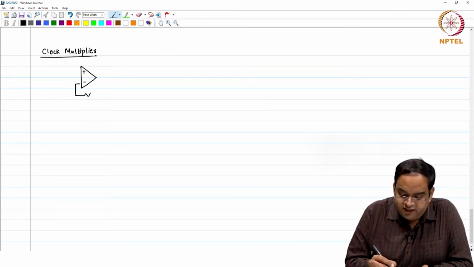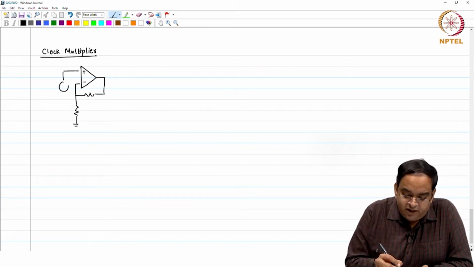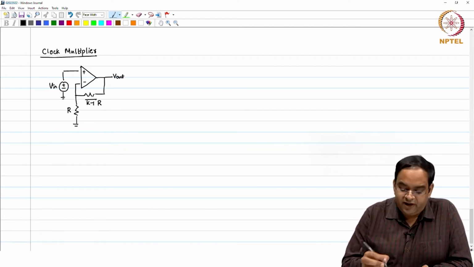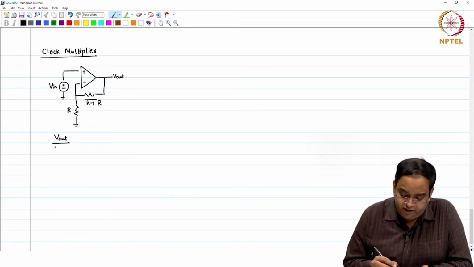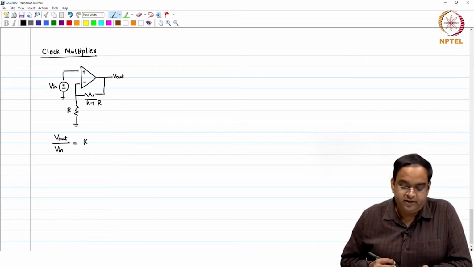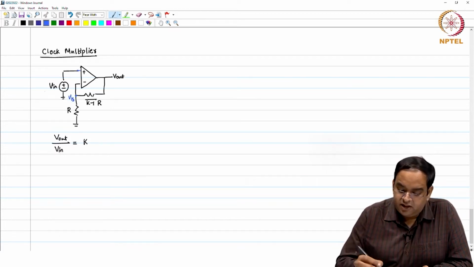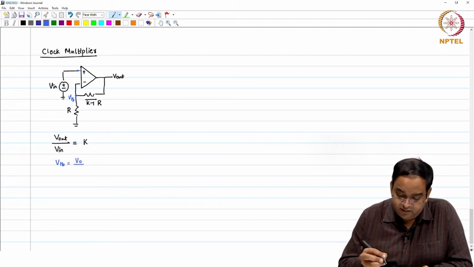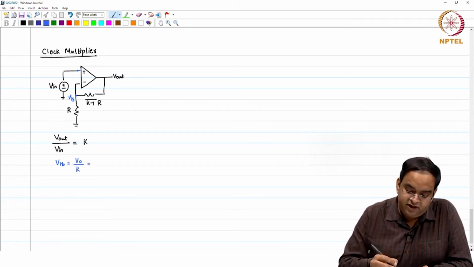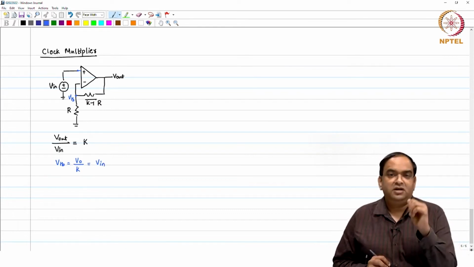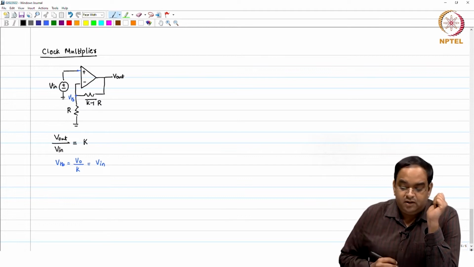Let me help you understand a simple voltage amplifier, where you apply an input voltage V in and you get an output voltage V out. This resistor happens to be (K minus 1)R and this resistor is R. If the amplifier is ideal, you can work out this circuit: V out by V in is equal to K. A simple way to work this out: if the amplifier is ideal and this circuit is in negative feedback, these two terminals are going to be the same. I call this VFP, and in this case VFP is equal to V out by K. This V out by K, VFP and V in have to be equal because it is a negative feedback. So it is a straightforward way of calculating it.